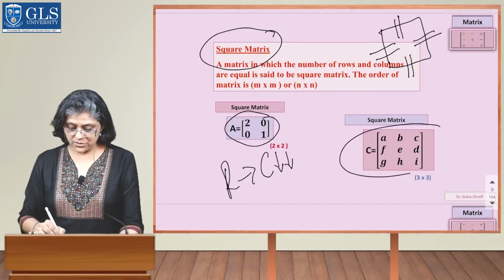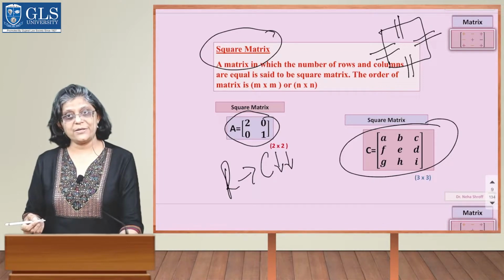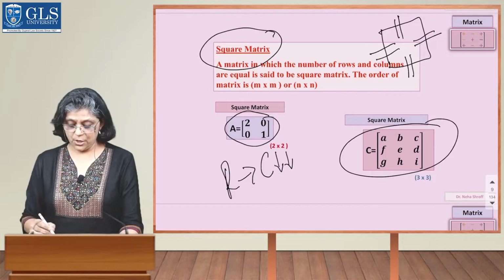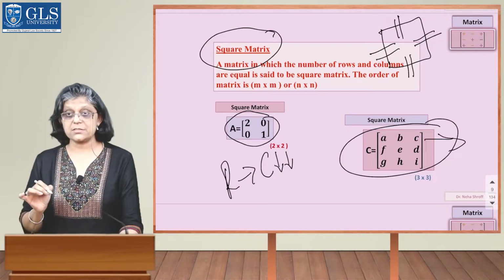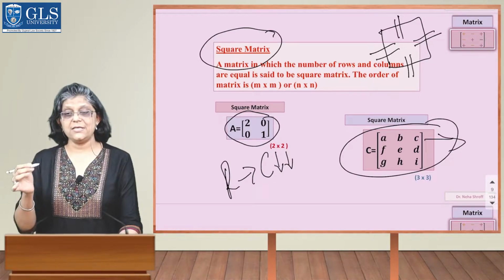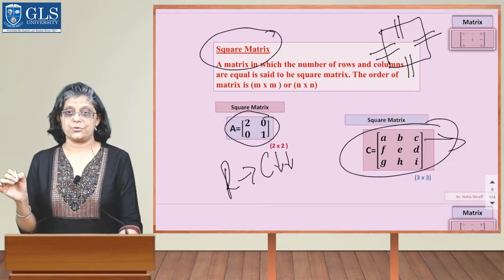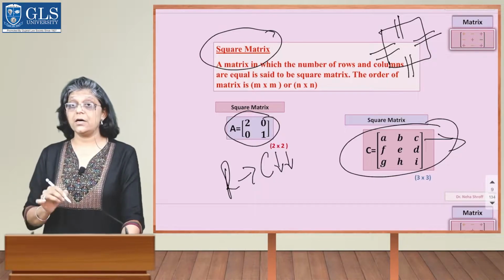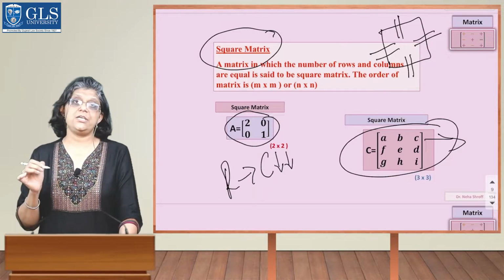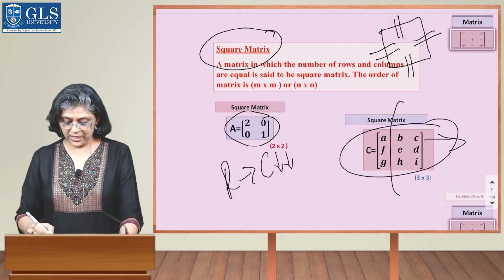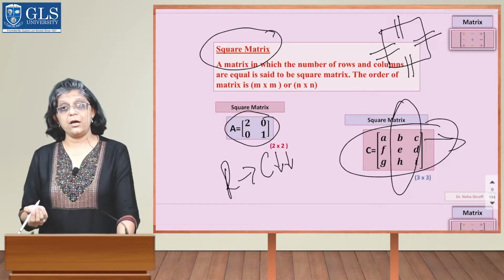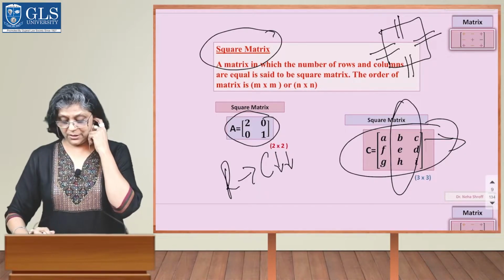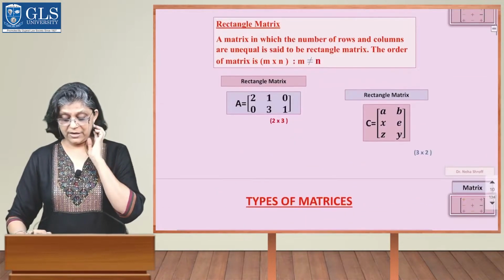For the C matrix, what is the order of the matrix? We can visualize that there are 3 rows and 3 columns. The first row has A, B, C as its elements. The third row has what elements? G, H and I. Can you tell me what are the elements of the second column? Those are B, E and H. So students, I think it is interesting that we have learned the definition.